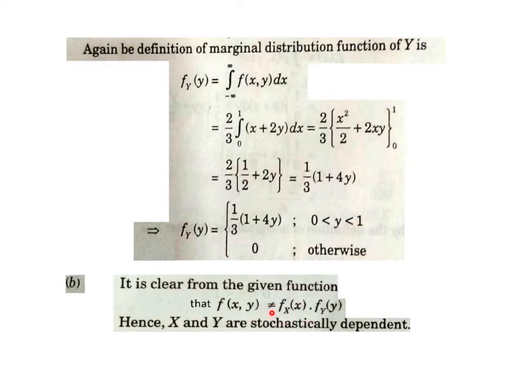we will easily find that the product of fY(y) and fX(x) is not equal to the given joint density f(x,y). That's why we have to say that x and y are stochastically dependent. If in any other problem you find that the joint density is equal to the product of the marginal densities of x and y, then you will say that x and y are stochastically independent. But here x and y are stochastically dependent variables.